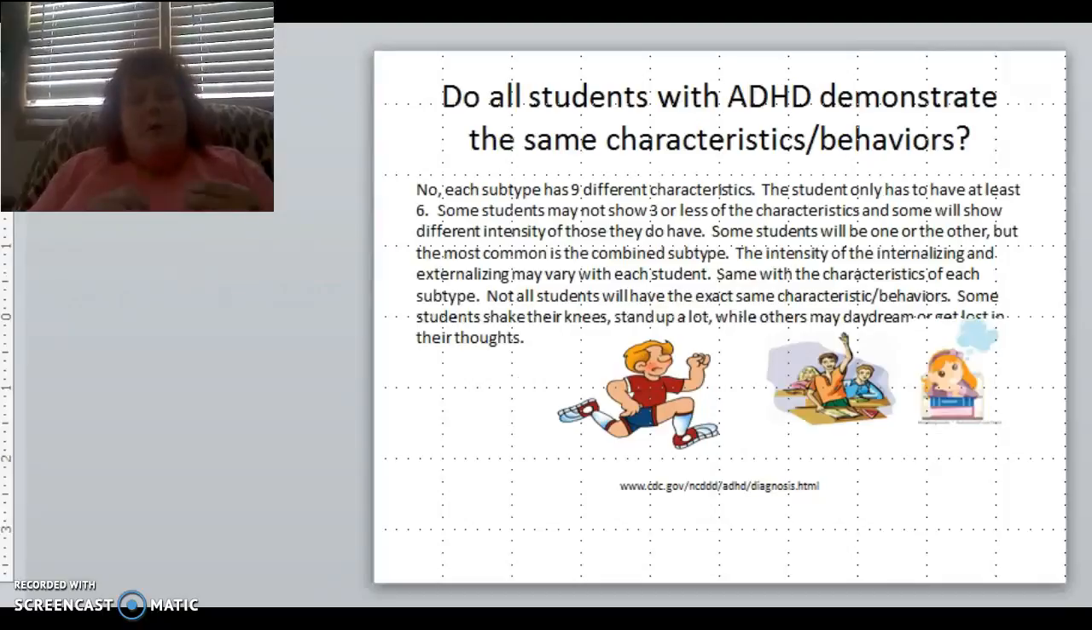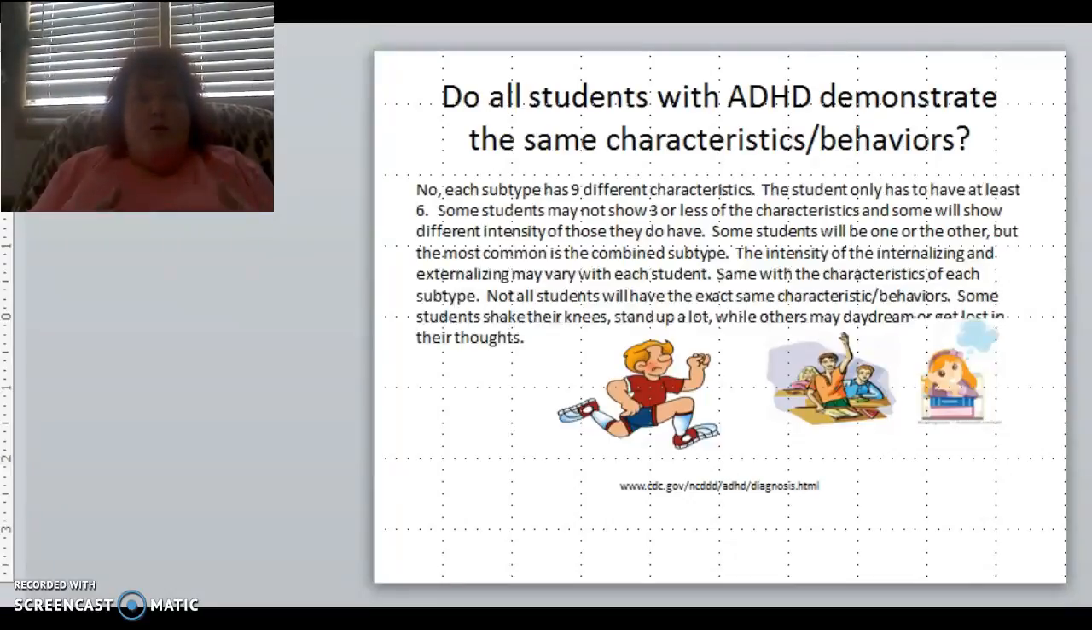Do all students with ADHD demonstrate the same characteristic behaviors? That's simple. No. As you see, each of the characteristic types has 9 characteristics. Some students are going to be able to do a couple of the things without a problem. Some are going to be inattentive, others are going to be hyperactive impulsive, and some will be, just depends, combined. The intensity of internalizing and externalizing will vary with each person.